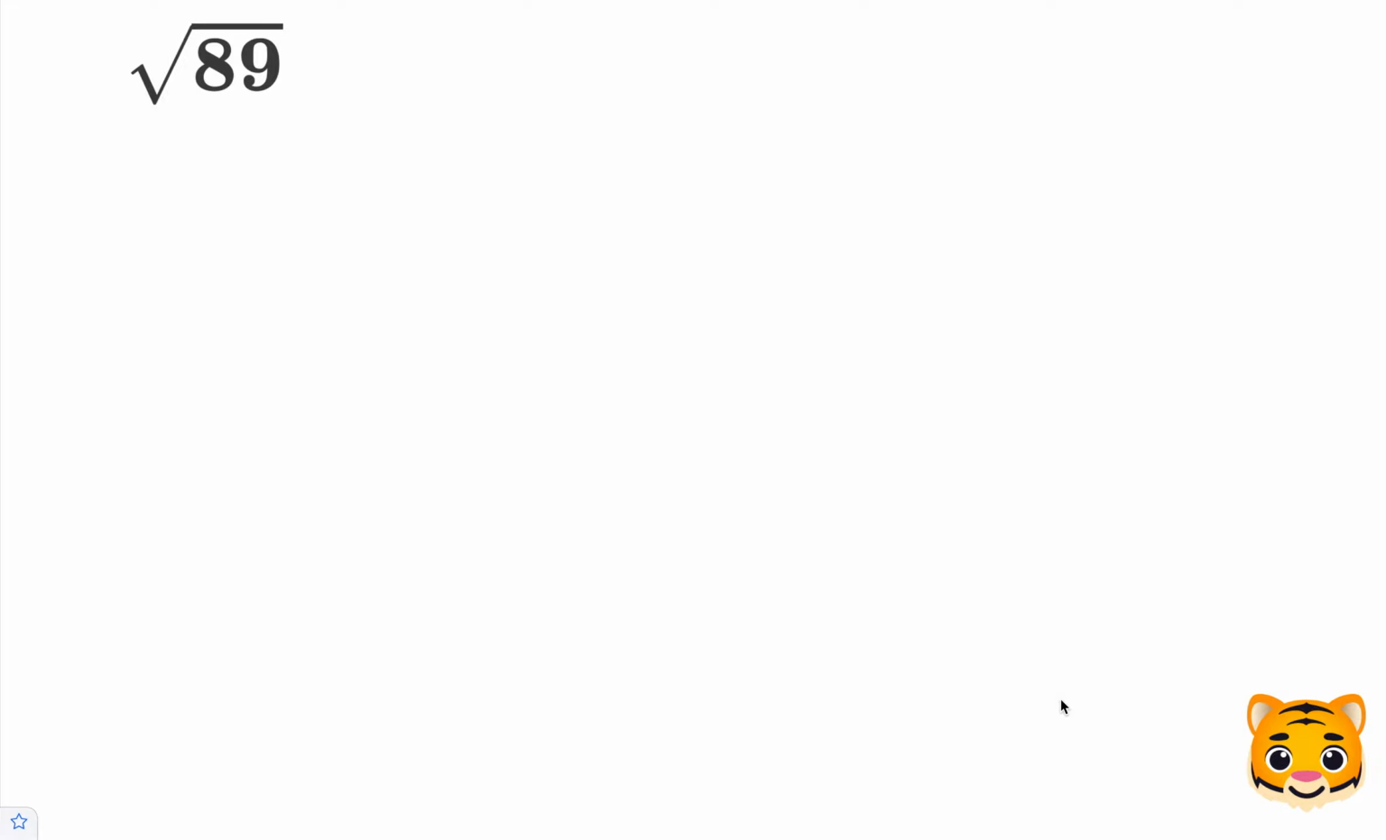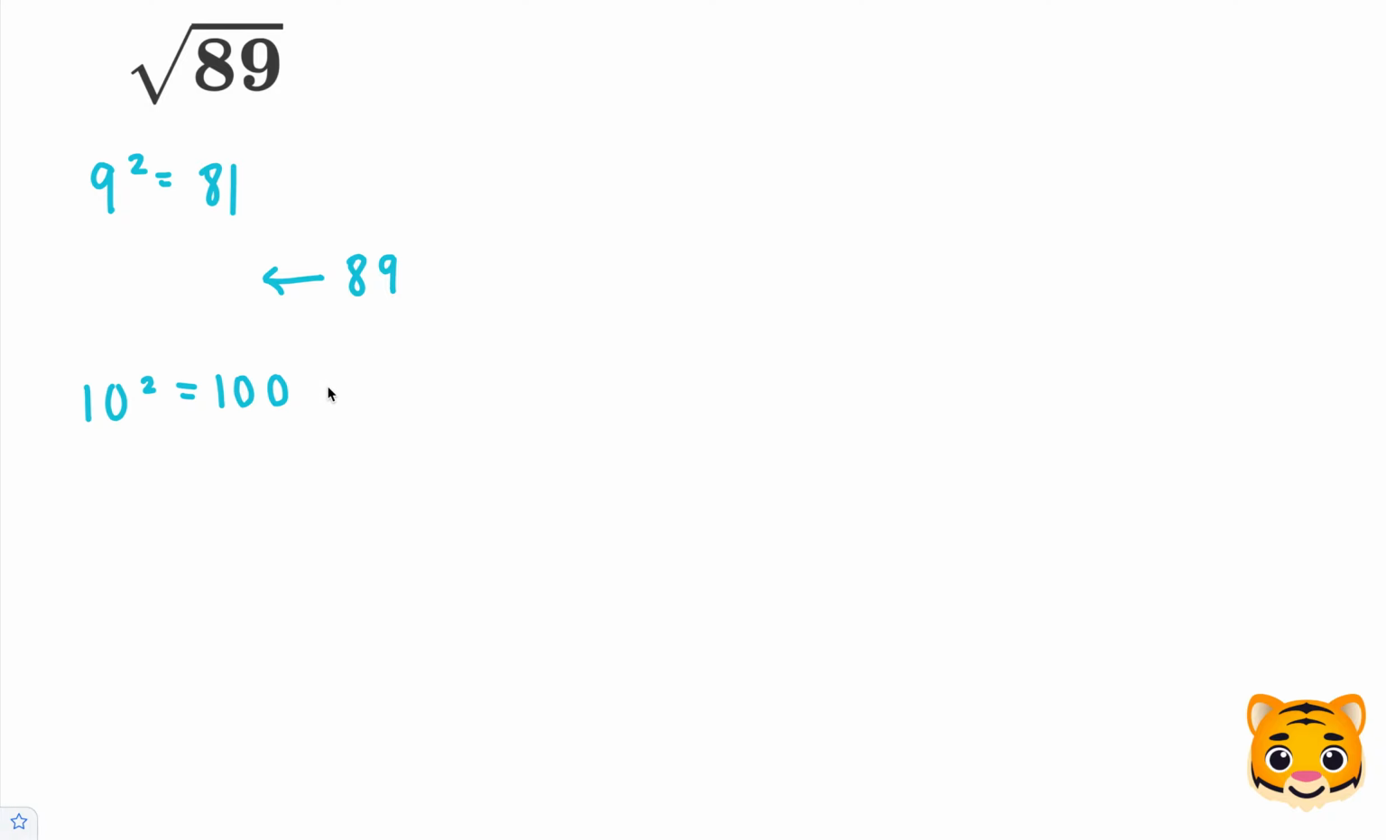In this example, we will be evaluating the square root of 89 to the nearest tenth place decimal approximation. To do this, we want to look for perfect squares nearby to 89. An example of this is 9 squared. 9 squared is 81. We can also look at 10 squared, which is 100. And we can see that 89 lies between 81 and 100.